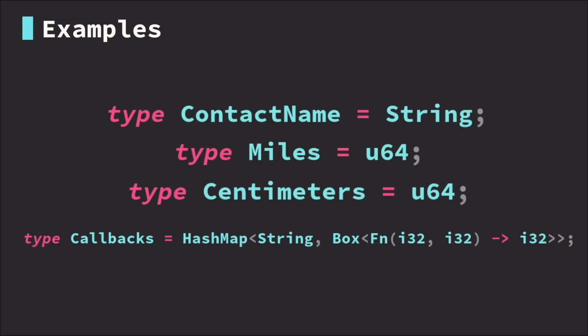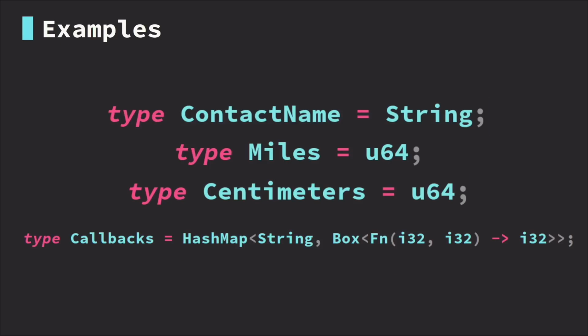On the bottom here, we create a type alias named callbacks. We set the type to be a hash map that's keyed on the string, and each value is a box containing a function that takes two parameters and returns an I32. This example here at the bottom is a more appropriate use of type aliases.